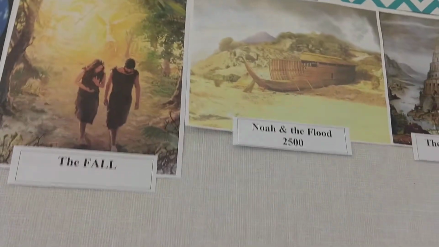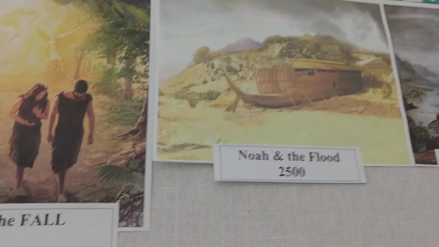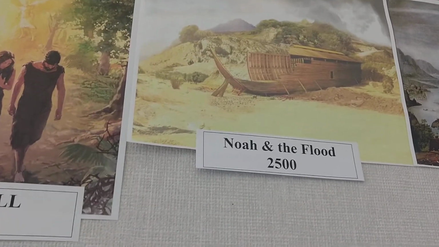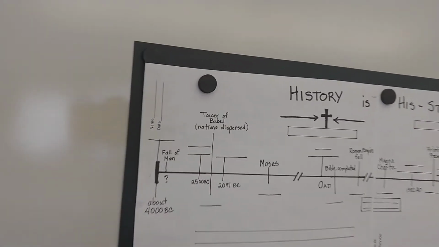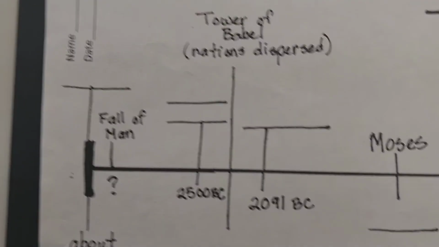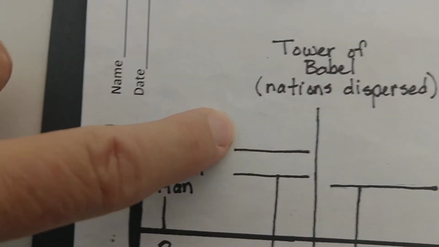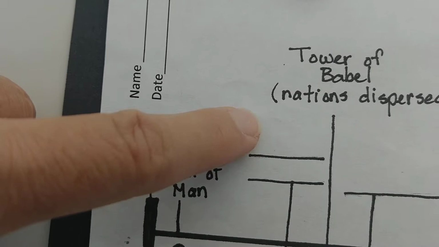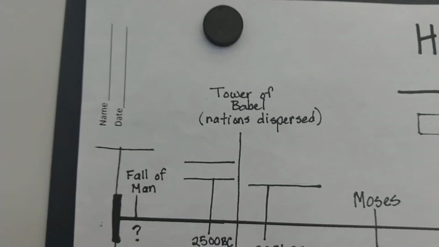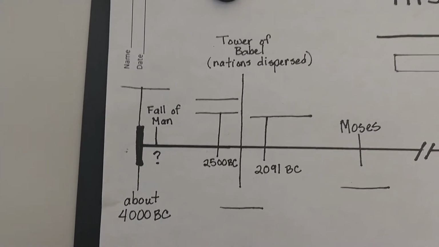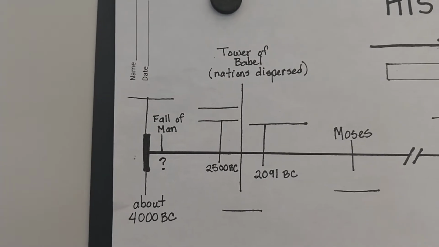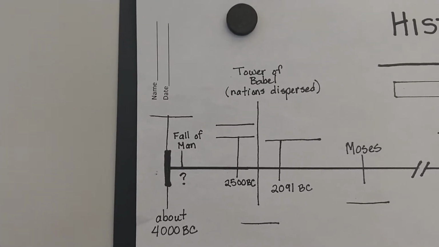The next thing that we have on your timeline is Noah and the flood. So you could write that, or you could write Genesis flood. So let's go back over to our timeline and look at it. So you see where it says 2500 BC, right here. Write Noah and the flood, or Genesis flood on there. The next thing to happen was the Tower of Babel. That's when God confused the languages, but he caused them to spread out over the earth and begin to form nations. So the nations were dispersed.